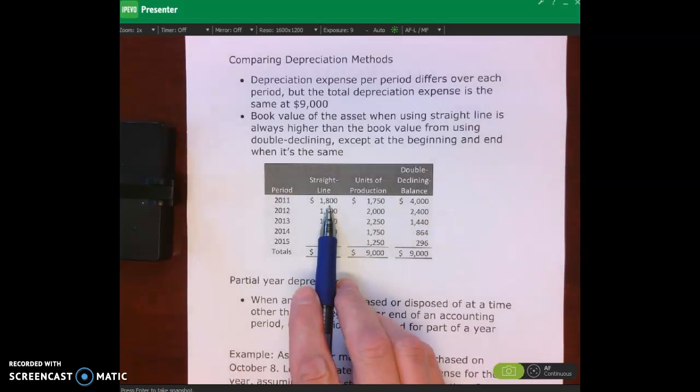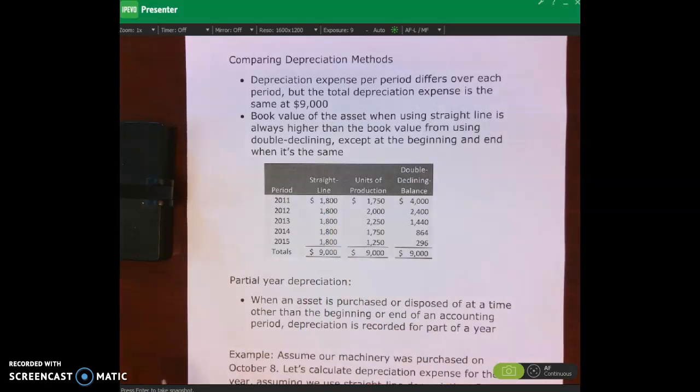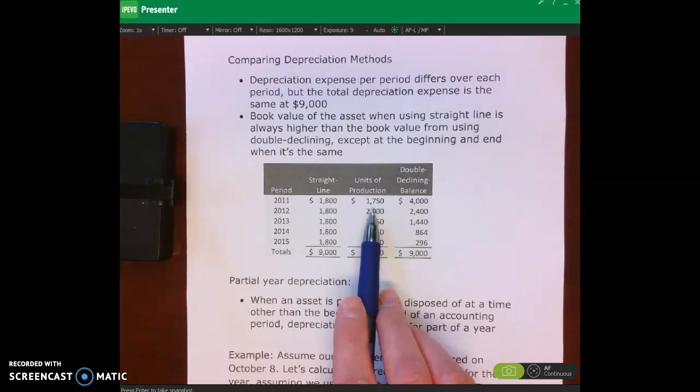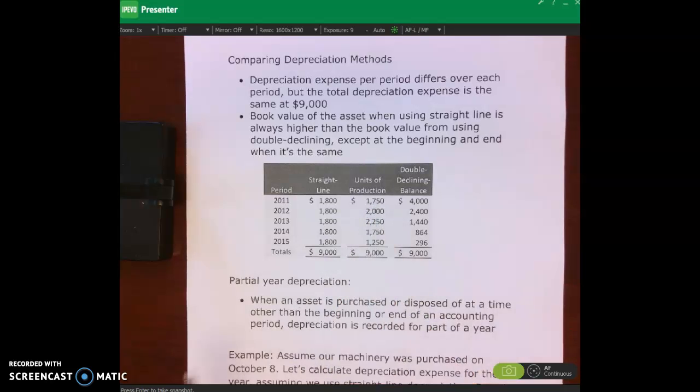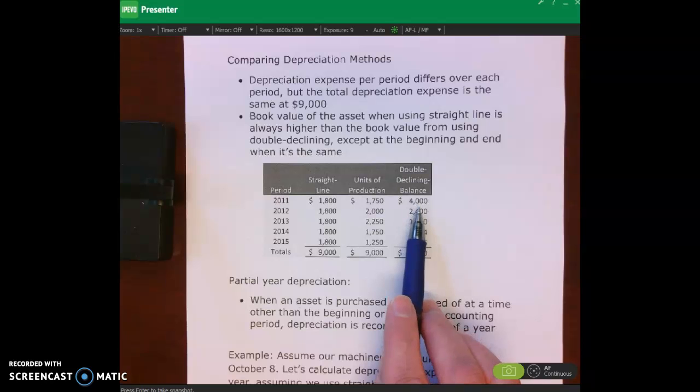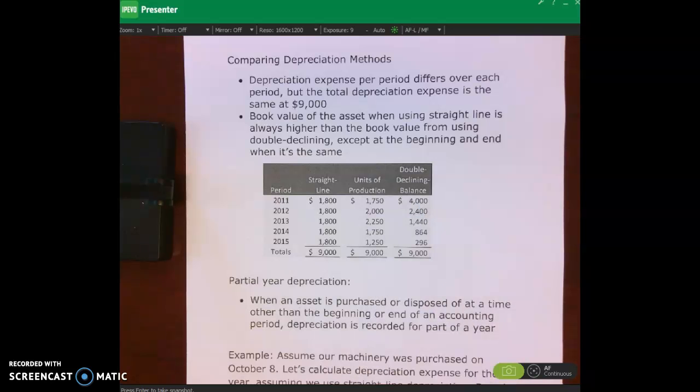Straight line recognizes $1,800 a year. It's the same amount of depreciation expense every single year. Units of production, on the other hand, recognizes depreciation expense as a function of the units, as we saw back with that method. Double declining recognizes more depreciation expense in the early years of the asset's life, okay? But total depreciation expense is the same across all methods.